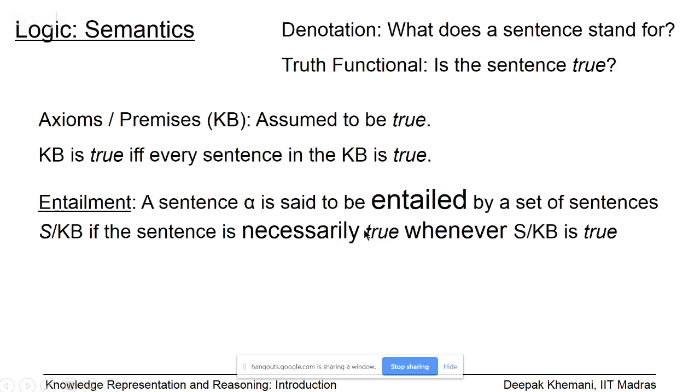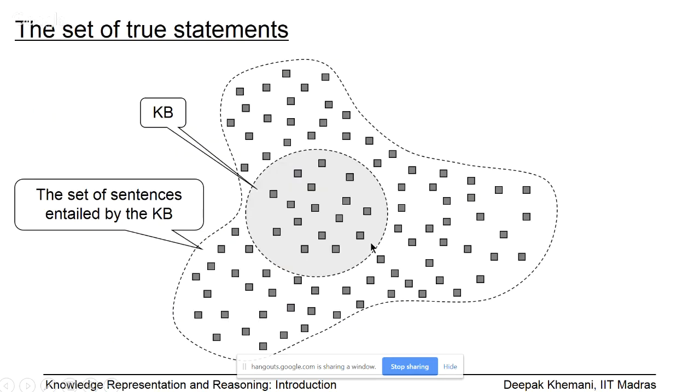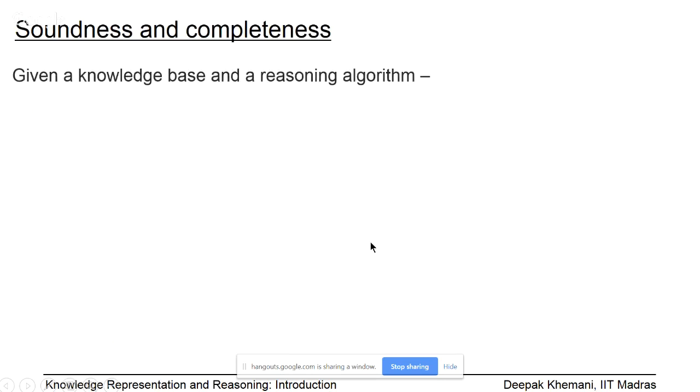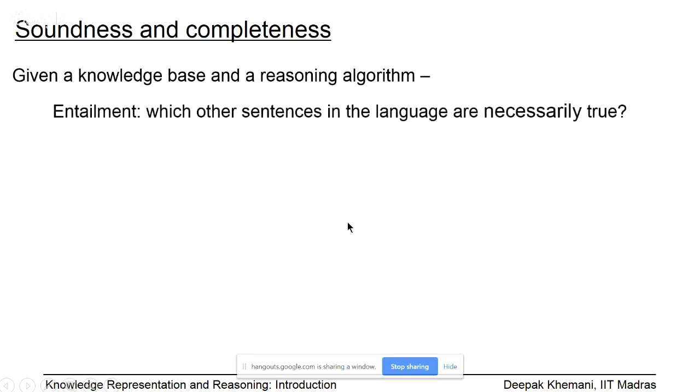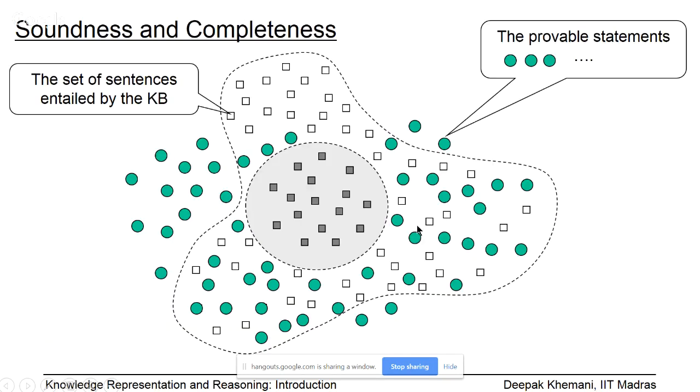I'll skip the semantics part here, but essentially semantics deals with truth, and you want to say when a sentence is entailed by a knowledge base. We say a knowledge base entails alpha if alpha is necessarily true whenever the knowledge base is true. We can have a set of true sentences and a set of provable sentences, and we define the notions of soundness and completeness, which connect the two. A logic is sound only if only true statements can be proved, and a logic is complete if all true statements can be proved. We had discussed that first order logic is sound and complete.